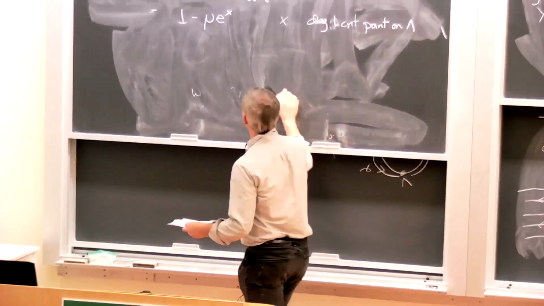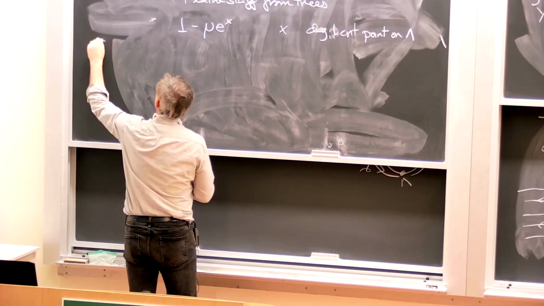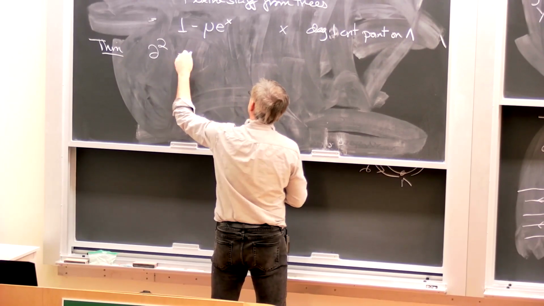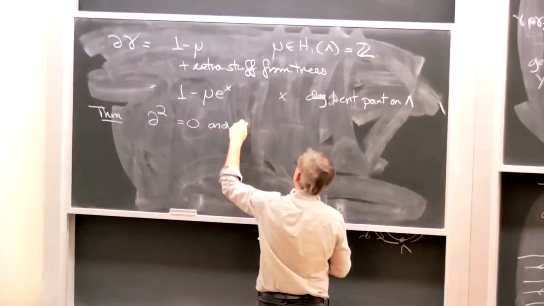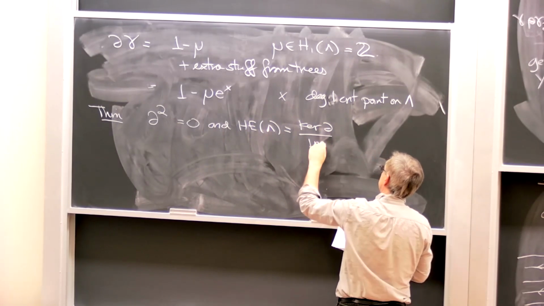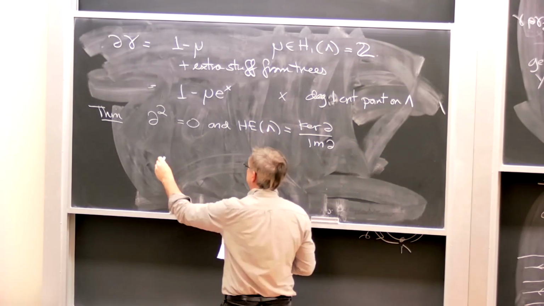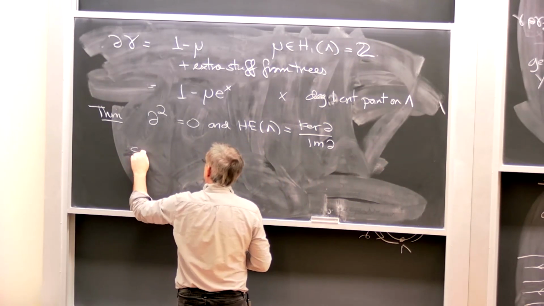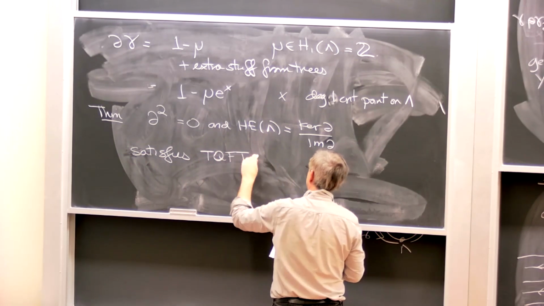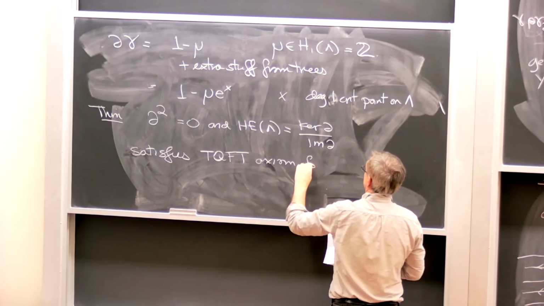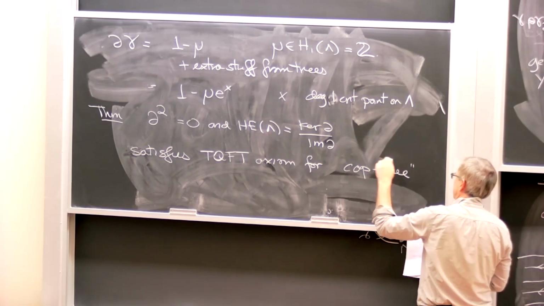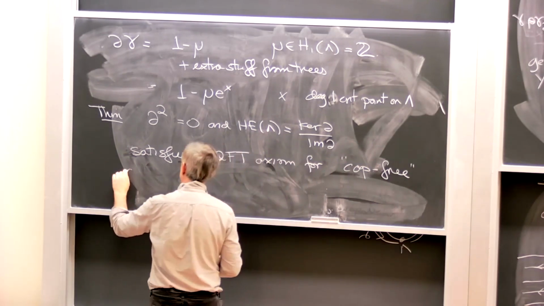Okay, so the claim is that d squared equals 0, and if you take this thing, then it satisfies some TQFT axiom for at least some class of cobordisms.